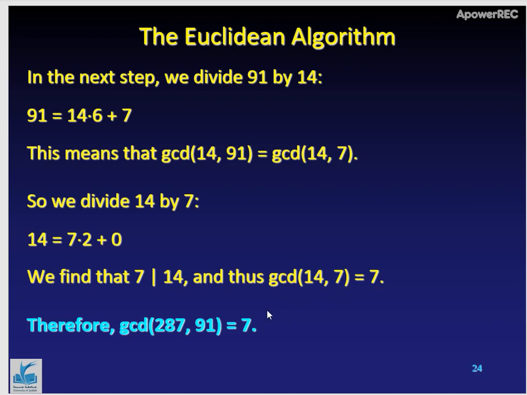So in other words, we have solved the original problem by breaking it into smaller parts and by realizing that the GCD of 287 and 91 is the same as the GCD of 91 and the remainder of these two, which turned out to be 14, and the GCD of 14 and 91 is going to be the GCD of 14 and the remainder of these two numbers, which is 7, and this GCD can easily be computed because the remainder is 0, so it is the smaller number, 7. So the GCD of this original problem is actually 7.